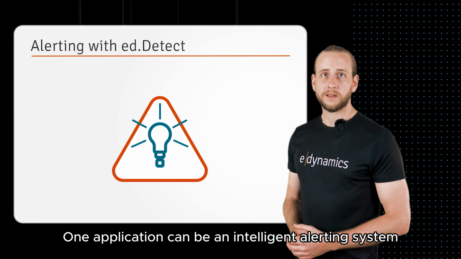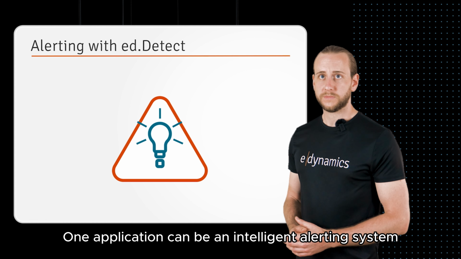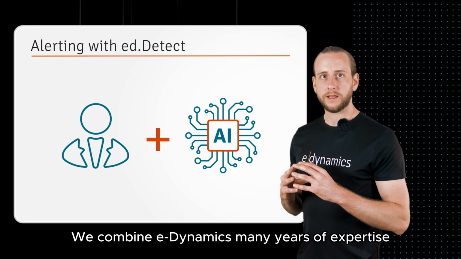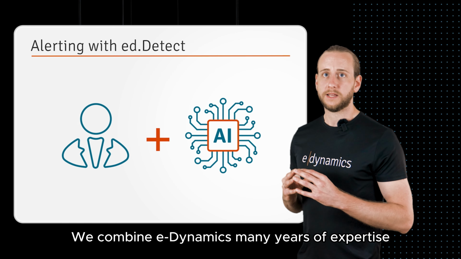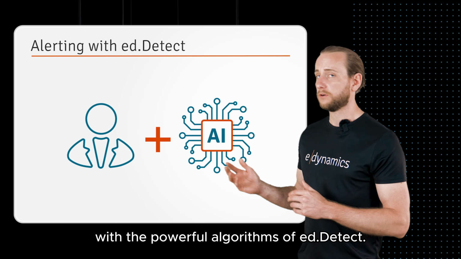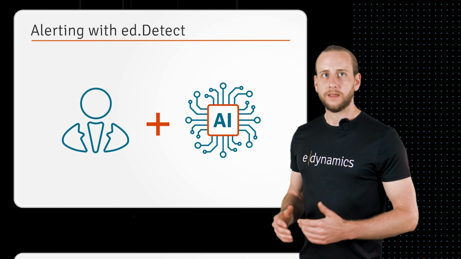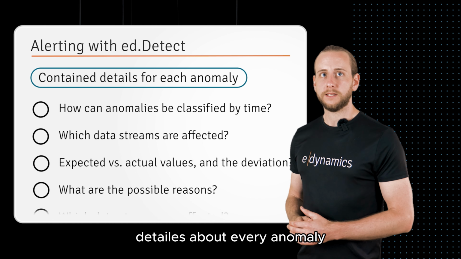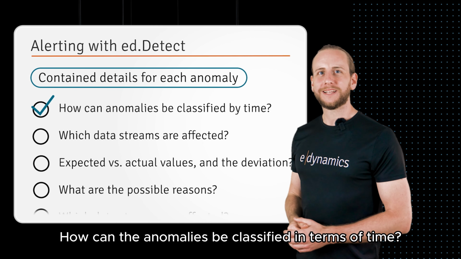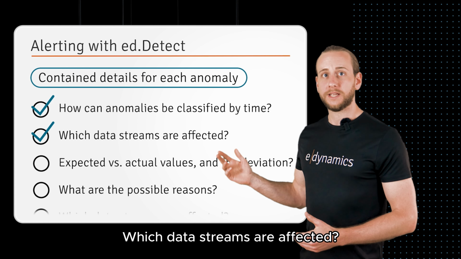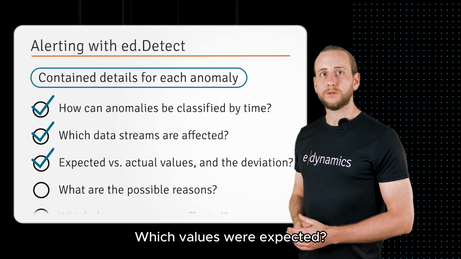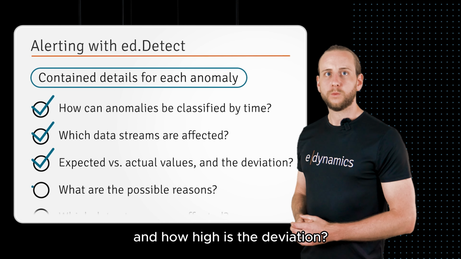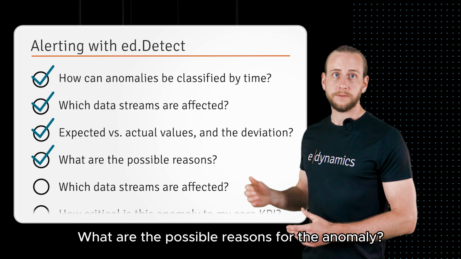One application can be an intelligent alerting system that goes far beyond the functions of pure notification. We combine eDynamics' many years of expertise in data analysis with the powerful algorithms of ed.Detect. An alerting system of this kind contains precise details about every anomaly, such as how can the anomalies be classified in terms of time, which data streams are affected, which values were expected, which values were reached, and how high is the deviation. What are the possible reasons for the anomaly?